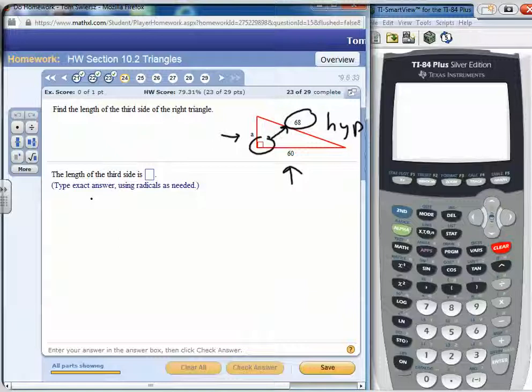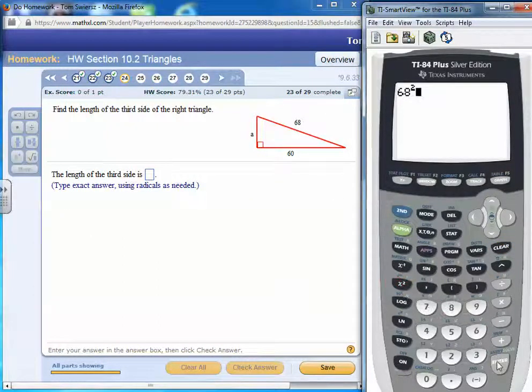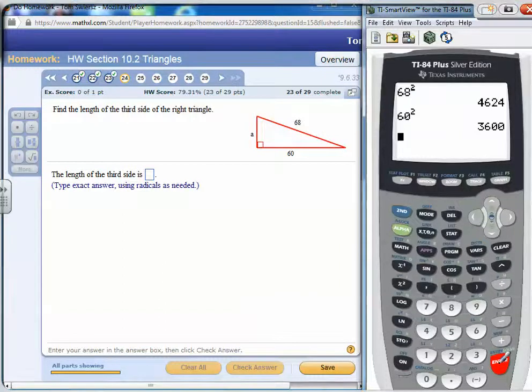So the setup is the hypotenuse is by itself. 68 squared is equal to A squared plus 60 squared. And we've got to solve for A, which will be the length of that side. Okay, we'll go ahead and do 68 and 60 squared on our calculator to get those values. 68 squared is 4,624. 60 squared is 3,600. So now again, remember what we had. The hypotenuse away from the right angle was 68 squared is equal to A squared plus 60 squared.